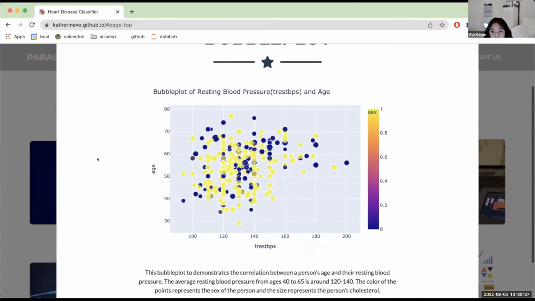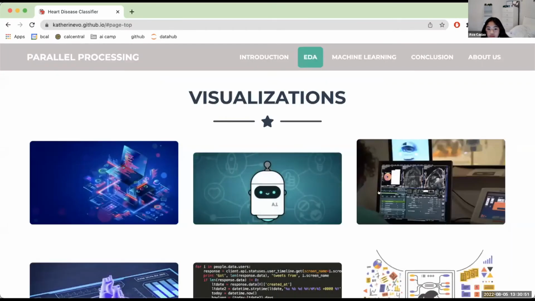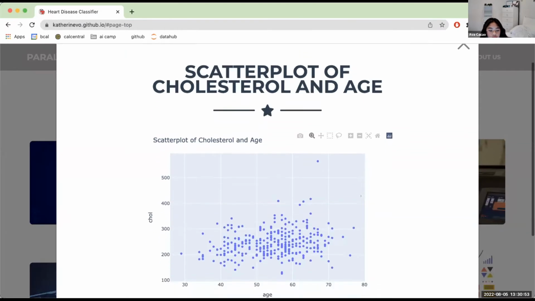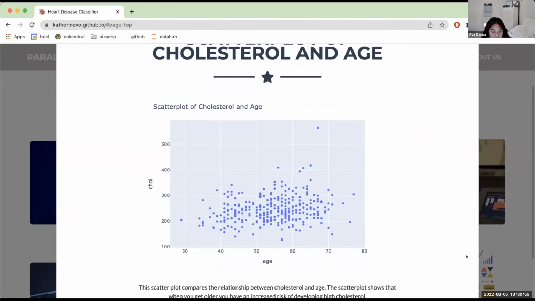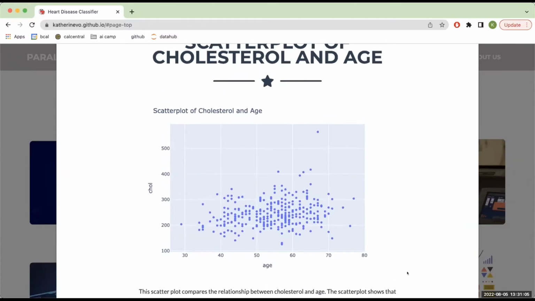This bubble plot shows the correlation between a person's resting blood pressure and age. As you can see, the cluster is around people ages 40 to 65 with a resting blood pressure of 120 to 140. This scatter plot compares the relationship between cholesterol and age. This scatter plot shows that when you get older, you have an increased risk of developing high cholesterol.